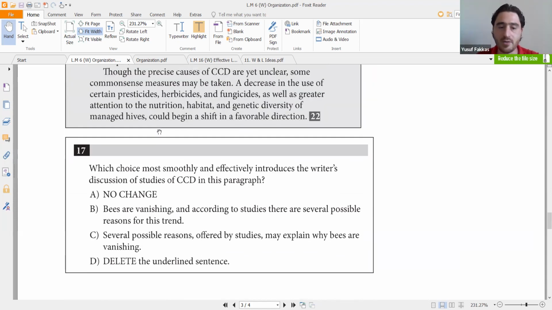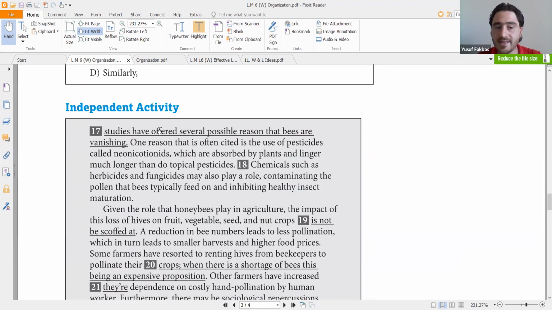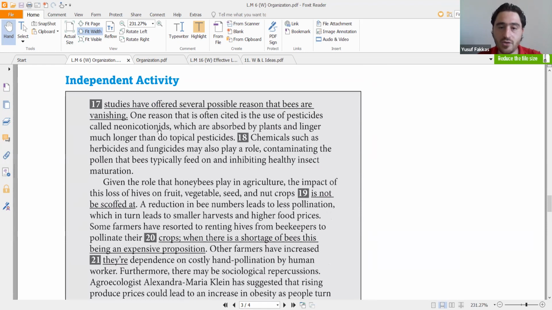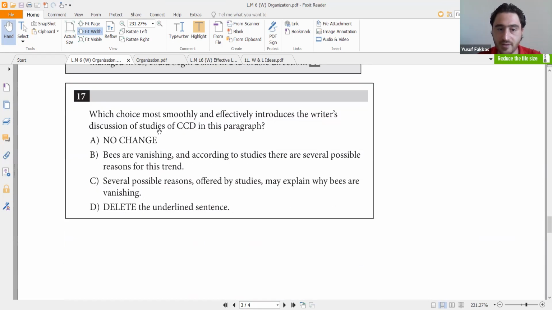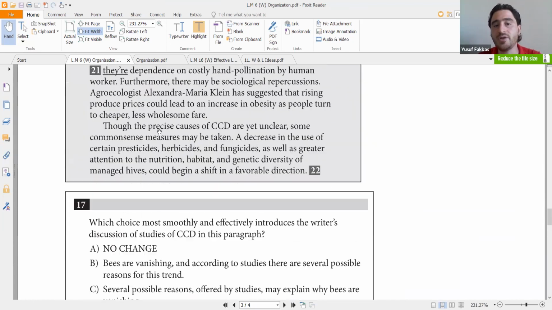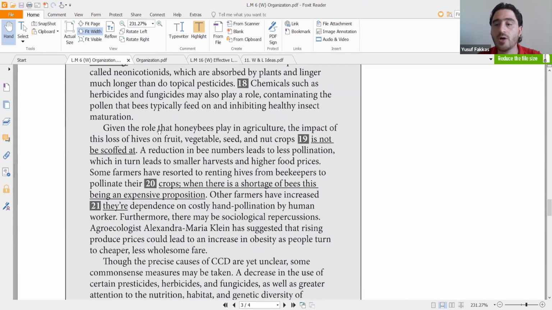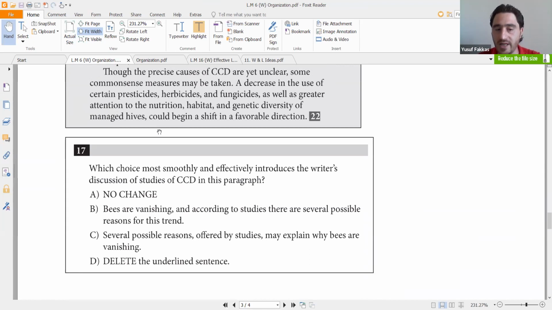As you can see, when I read the question, it's telling us: which choice most smoothly and effectively introduces the writer's discussion of studies of CCZ in this paragraph? So I know it's an introduction question. You have different options. You have the underlined sentence in number 17. I need you to read the sentence itself and look at the options. Are they giving us different ideas? Then I need to read the whole paragraph to decide. Or are they giving us the same idea in different ways? Then I need to go to the rule of shorter is better.